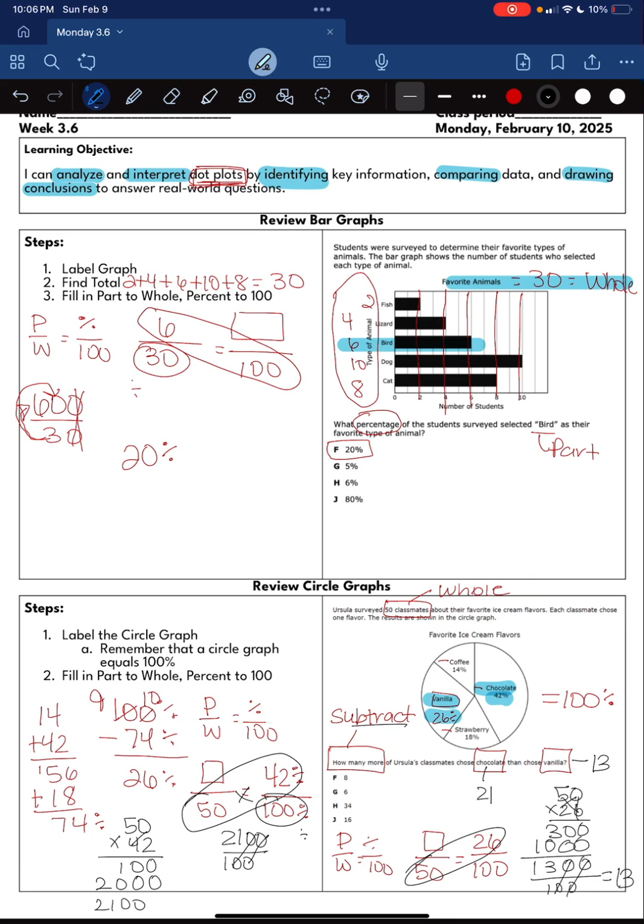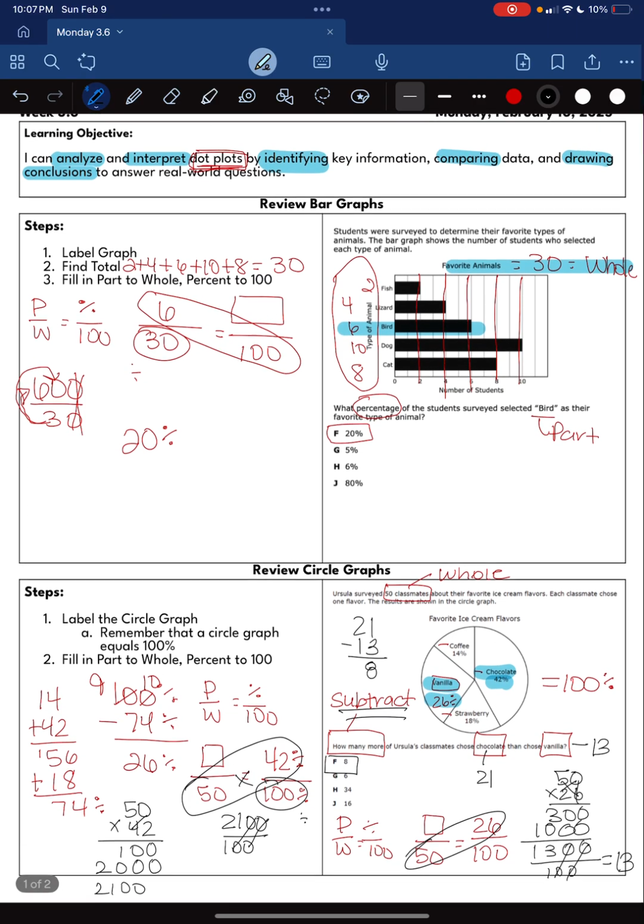So now I'm supposed to subtract those numbers. 21 minus 13 equals 8. And I will select answer choice F. So really all you're doing is making sure you go back and you use the formula. Part over whole equals percent over 100.